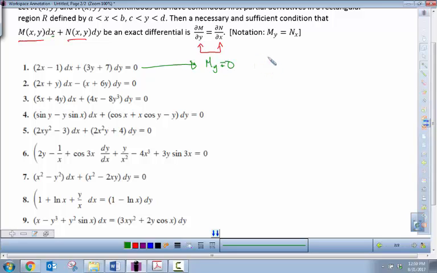And then the next thing we want to do is take a look at the second function, N. That's the function next to the dy. And we want to take the derivative of that with respect to x. Y is constant, so this whole thing is constant, and the derivative of a constant is 0. So they're equal. So we can say this is exact.